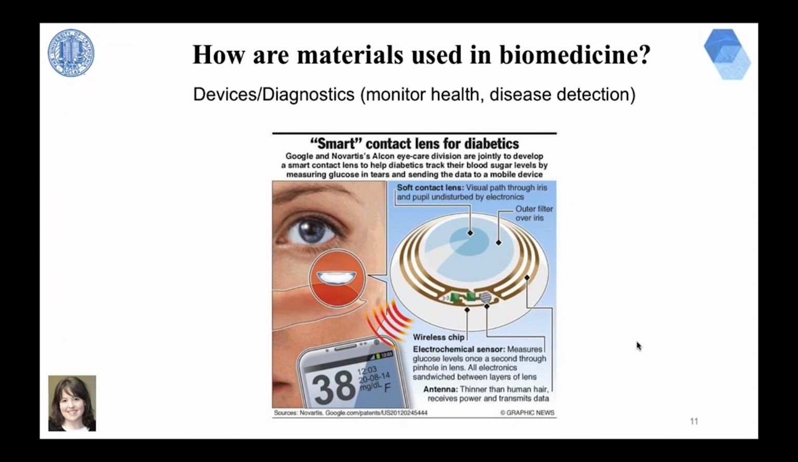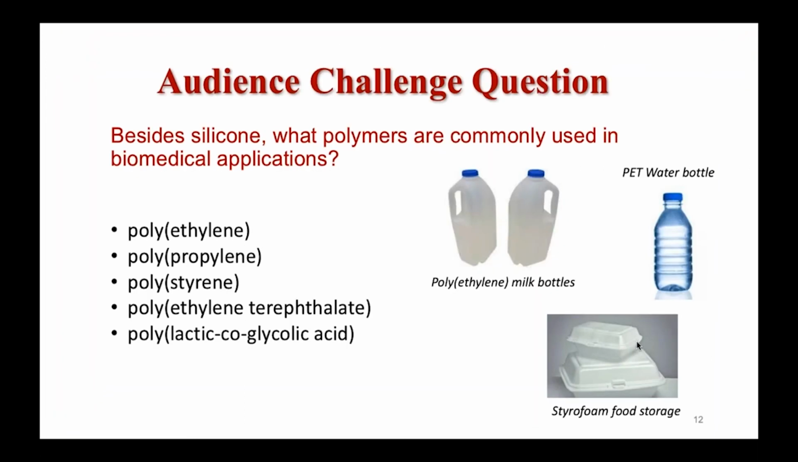So these examples illustrate how polymers are generally used in biomedical applications. But as polymer chemists or polymer scientists, we obviously have access to more polymers than just silicone. This leads us to our first challenge question. Our first question that we'd like to ask you is, besides silicone, which polymers are commonly used in these biomedical applications?